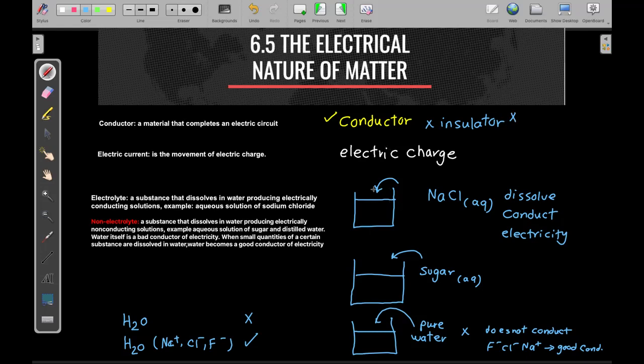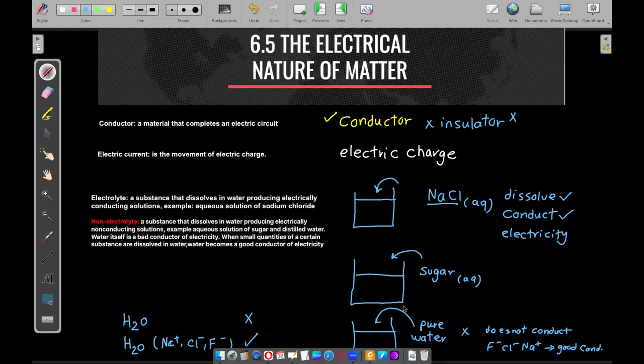So our substance can be an electrolyte or a non-electrolyte. An electrolyte is a substance that dissolves in water, and it not only dissolves in water, it can also conduct electricity. For example, sodium chloride, aqueous, meaning it's dissolved in water, can conduct electricity. Sugar can dissolve in water but does not conduct electricity because it's a non-electrolyte.